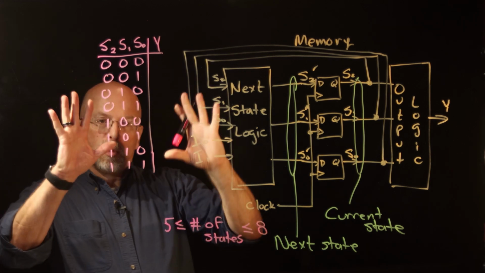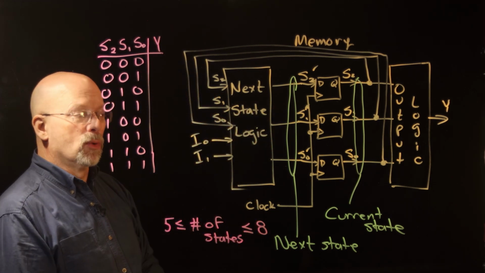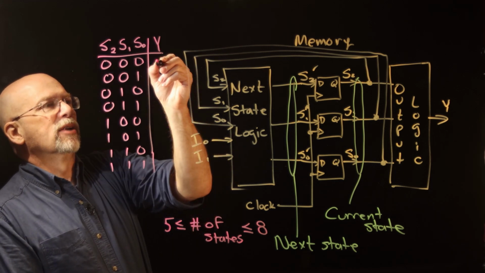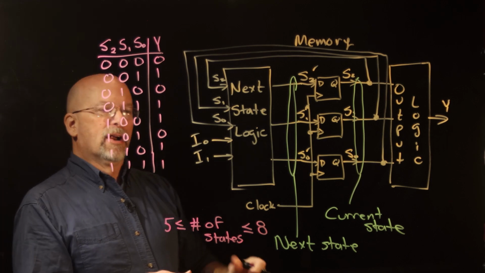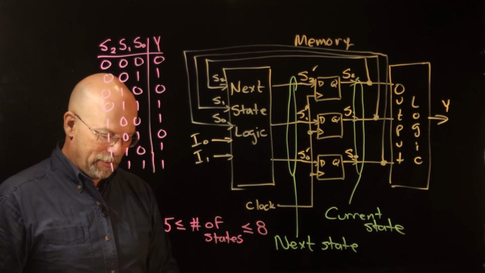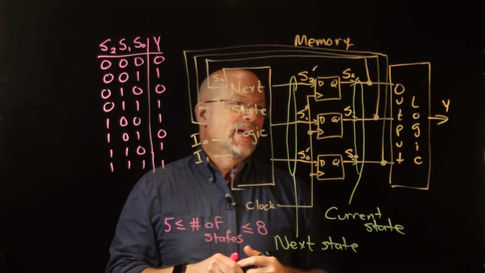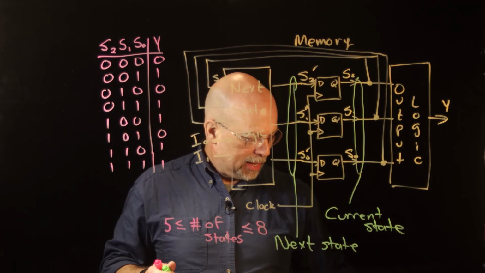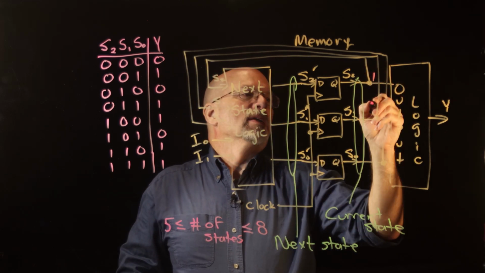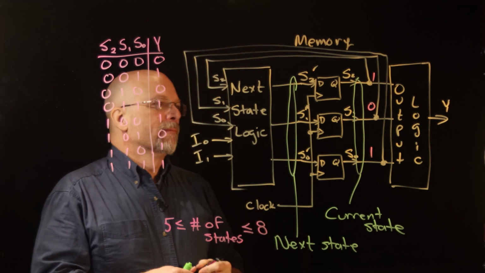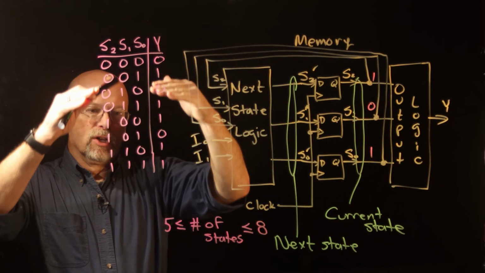All right, so it would have had 8 rows to generate this output Y. And let's go ahead and make up something. All right, there is a sample truth table. So if I were to say, okay, I've got my diagram up here, and let's just pick a state. How about 101? Okay, 101. That would define, well, we could look through this truth table.